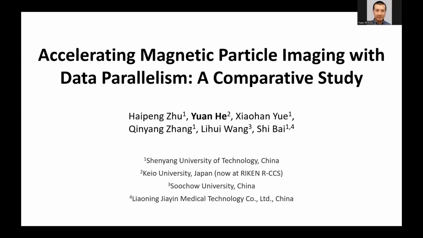I'm presenting our work today, titled Accelerating Magnetic Particle Imaging with Data Parallelism, a Comparative Study. This is a joint work with my students and colleagues in China while I was in Keio University.